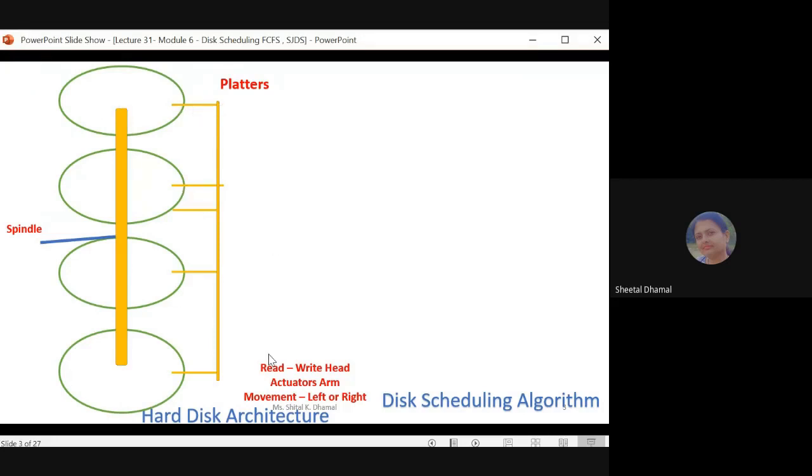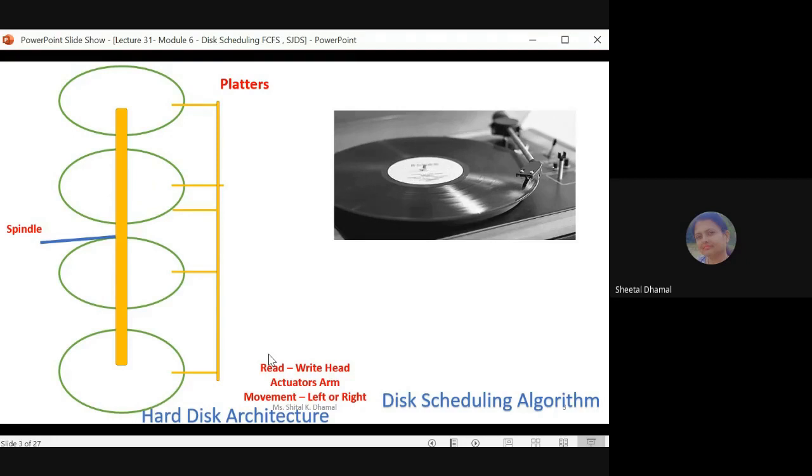For understanding purposes, you can relate this structure of the architecture with the gramophone. In the earlier days, such gramophones were used for playing songs. On that gramophone, black CDs were placed. Here you can see this big black CD placed on the gramophone. This black CD is the collection of platters, and songs were saved on these platters.